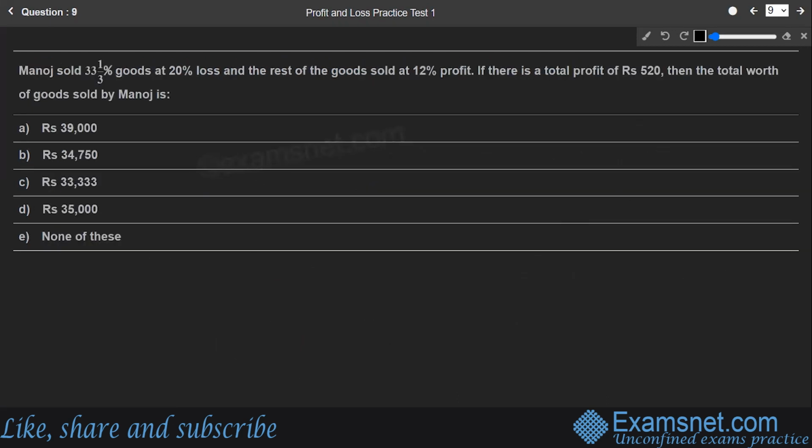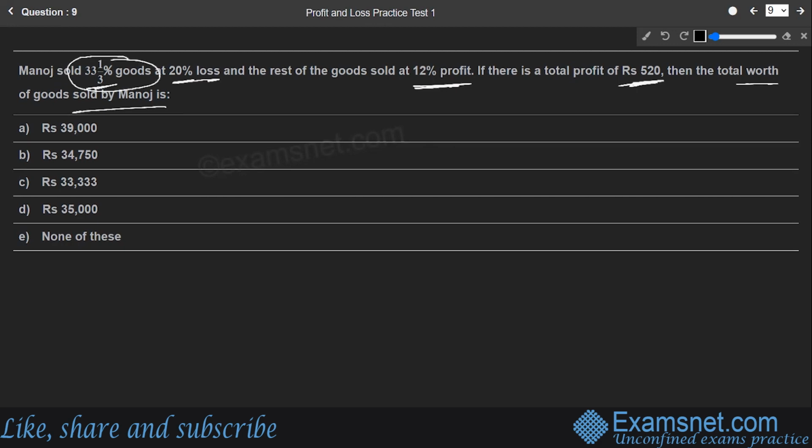Now, Manoj sold 33 1/3% of goods at 20% loss and the rest of the goods sold at 12% profit. If there is a total profit of rupees 520, then the total worth of goods sold by Manoj is? So that is the problem given. So what actually is the problem? Sold 33 1/3% goods.